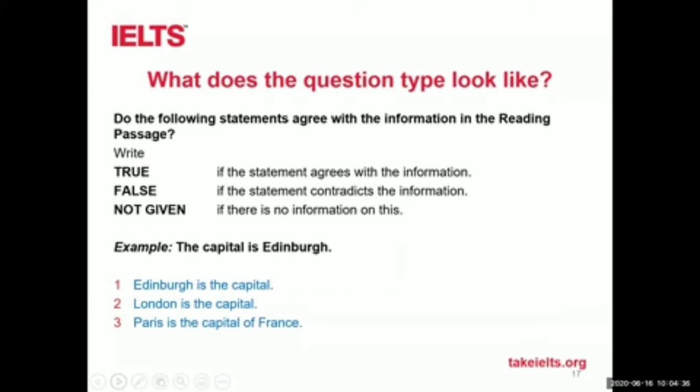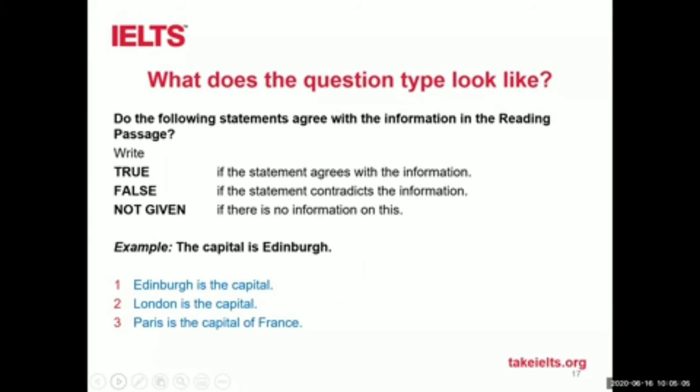Have a look at a simple example. What you'll see at the top of this question type is the instructions. And you'll see that at the bottom there are 3 statements. Then you'll see write true, false, or not given. If the statement agrees with the information, or false if the statement contradicts the information, or not given. And it's the same for yes, no, not given.